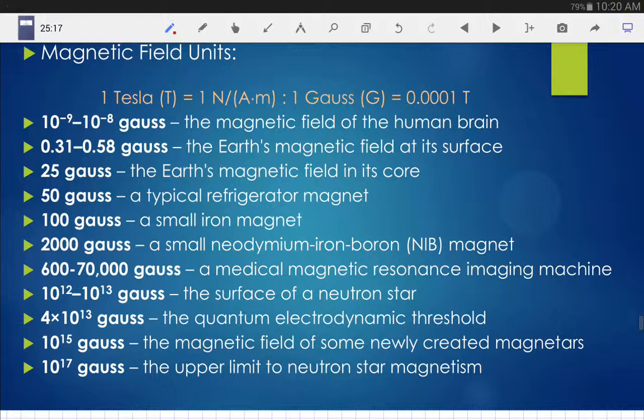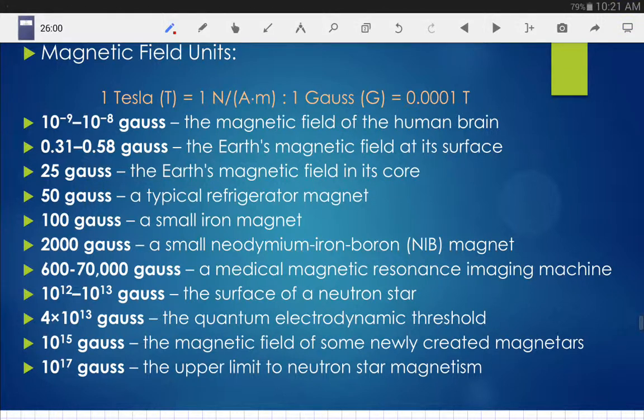Here are some sizes of magnetic fields just to give you an idea of strength. So our brains, the magnetic field in our brains is somewhere around 10 to the minus 8 to 10 to the minus 9 Gauss. A Gauss is 1/10,000th of a Tesla. The Tesla is the standard unit of magnetic field. So the magnetic fields inside our brain are very, very weak. If you were to look at the Earth's magnetic field, it's about half a Gauss. A fairly weak magnetic field, but certainly enough for a compass to register. If you were to go to the Earth's core, it'd be 25 Gauss, so about 500 times stronger.